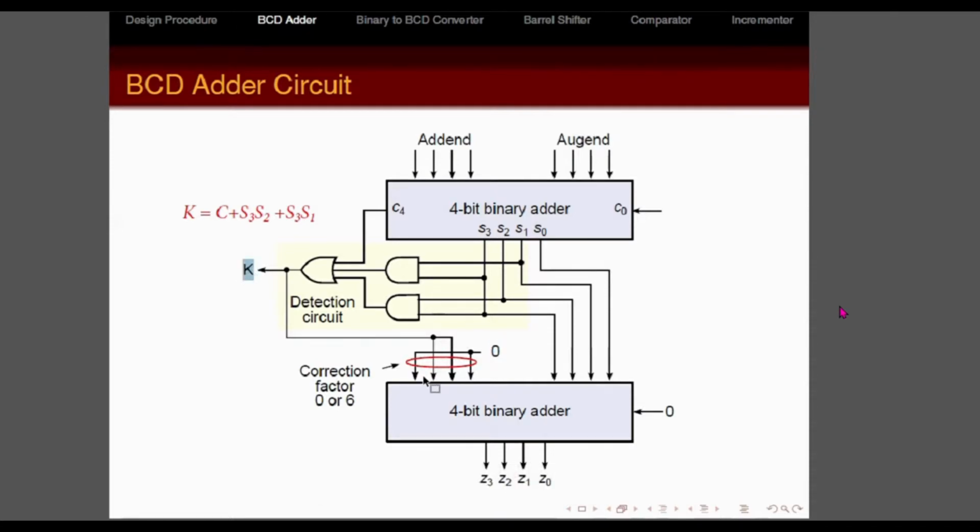If K is 0, that means these all become 0. So that means the Z is only equal to this one. But if K is 1, you will add 0, 1, 1, 0, so that your output becomes BCD, corrected BCD. Okay?